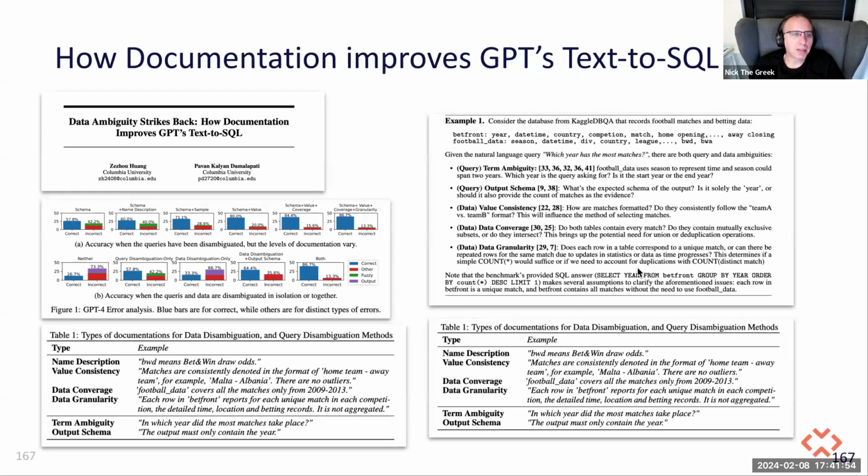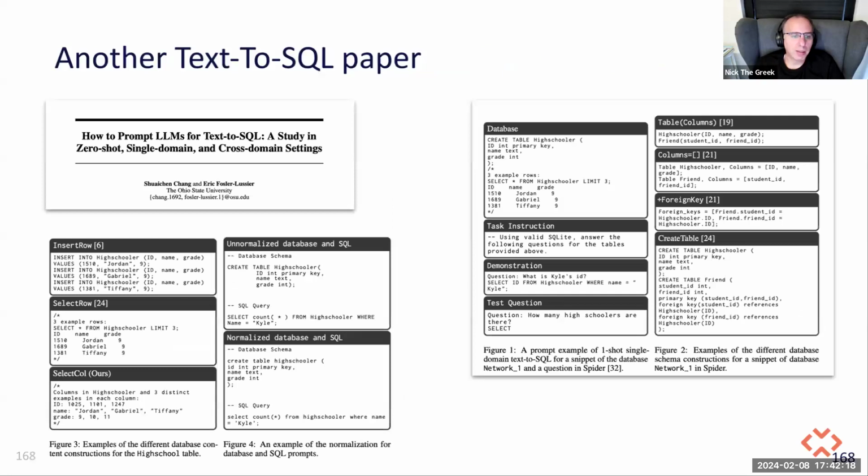Now, data ambiguity, string bugs, how documentation improves GPT's text to SQL. Basically, you put some ontological information as part of the instructions. You say that BWD means better than win. It happens all the time, because there are a lot of subtleties in your database that the language model doesn't know, and the more you talk about it, the better it does. And the other thing is that when you start normalizing SQL and putting in more information about foreign keys, it does start working better.